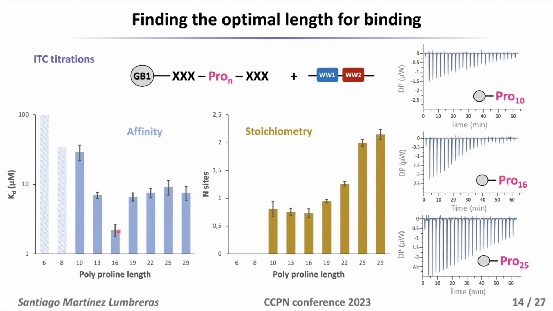And if we make it longer, with more prolines, we see the appearance of a second binding event with suboptimal affinity.